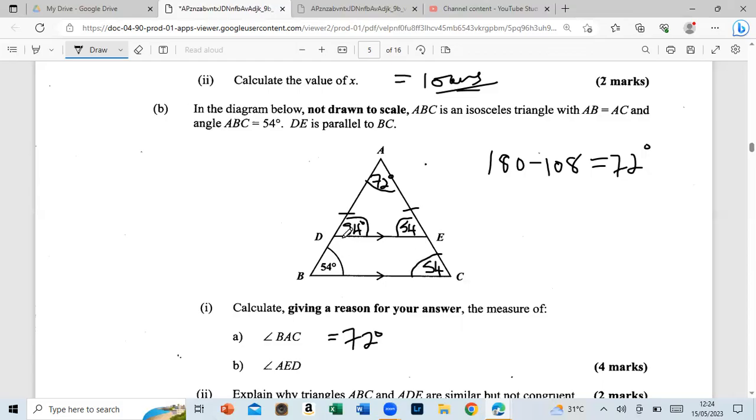You could also find this angle on a straight line, right? And find that one here, angles on a straight line. But they never asked for that. So we now move on.